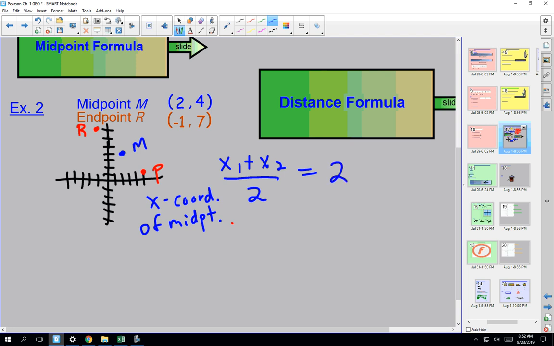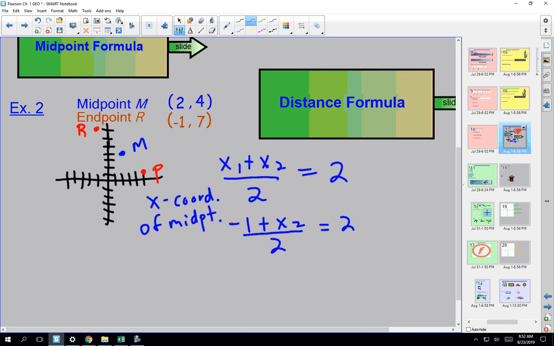And Grayson's right. I do know one of the coordinates, either x1 or x2. It doesn't actually matter. But I know one of the coordinates is negative 1. Okay. So that's one of the formulas. It looks like this. It's going to be negative 1 plus x sub 2 over 2 equals 2. And if I solve for x sub 2, I find the x coordinate of P.